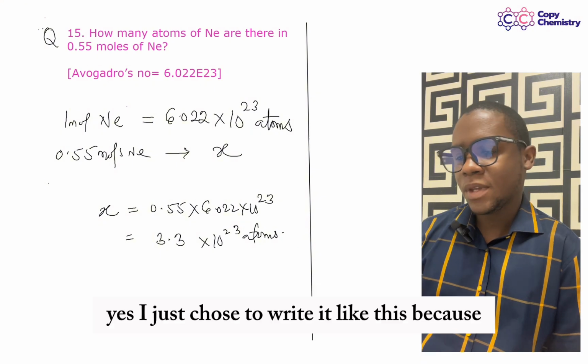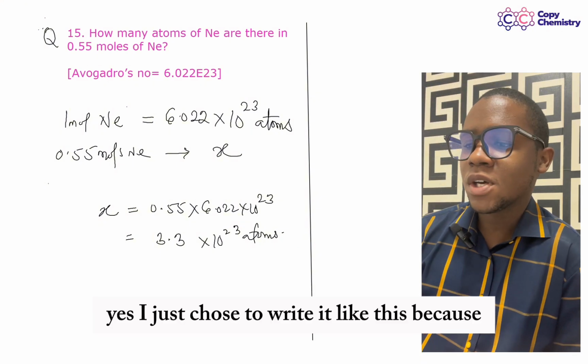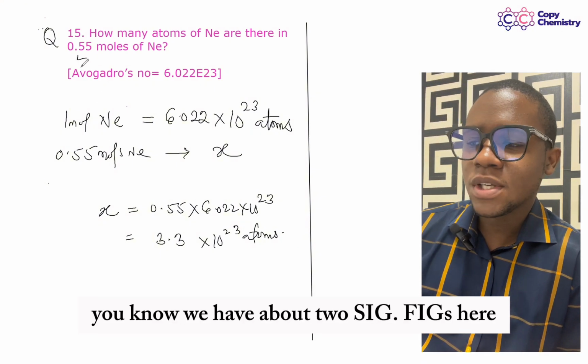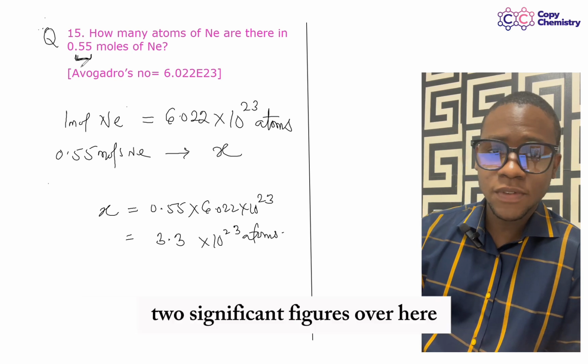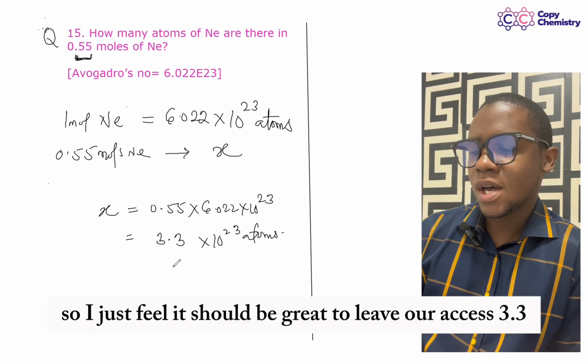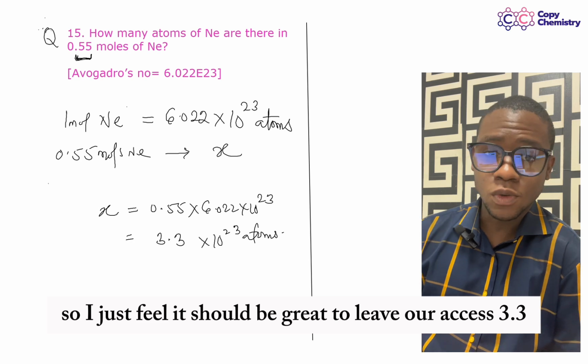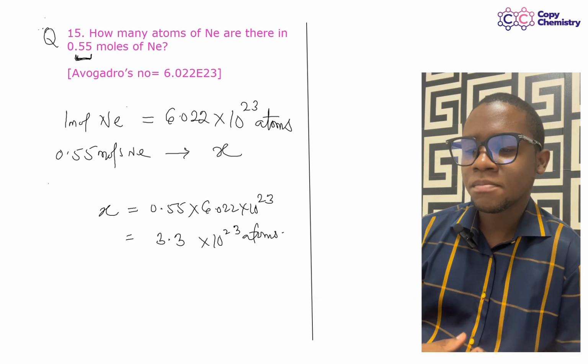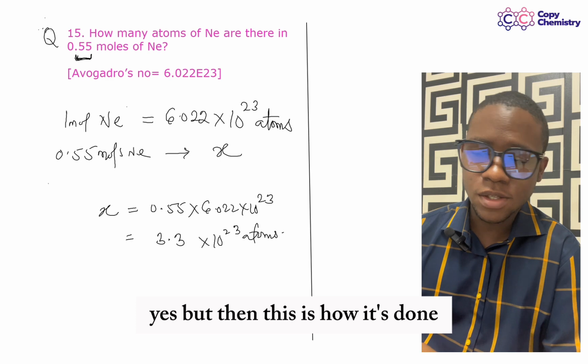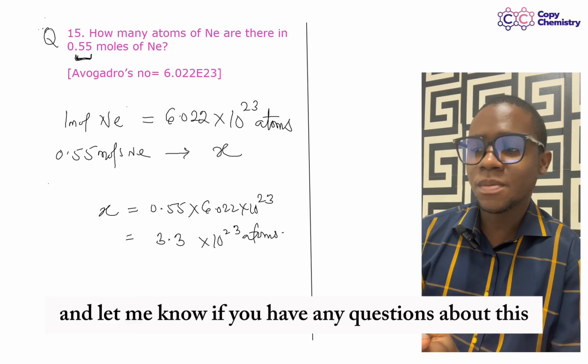Yes, I just chose to write it like this because we have about two significant figures here. So I just feel it should be great to leave our answer as 3.3. Yes, but then this is how it's done, and let me know if you have any questions about this.